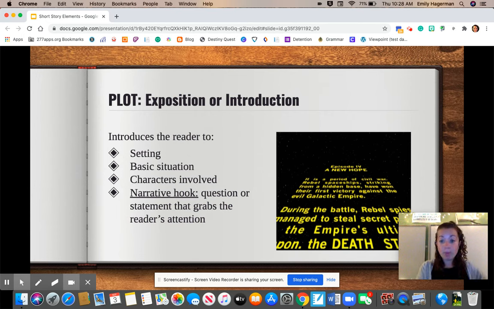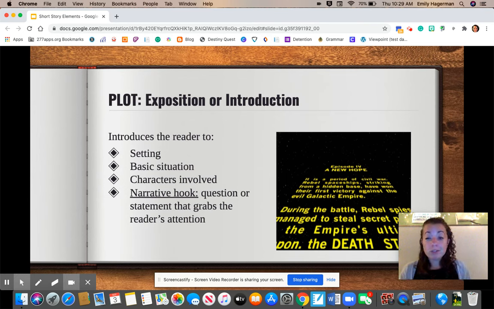The very first part of that pyramid, remember the flat part, is the introduction, which a fancy word for that is exposition. This just introduces the reader to the setting, the basic situation, what characters are involved. There's usually some kind of narrative hook that just grabs the reader's attention. Do you want to keep reading the story? Usually we kind of know within the first paragraph or 2 of a short story, or first page or chapter of a book, that we want to keep reading. So that's really on the author.